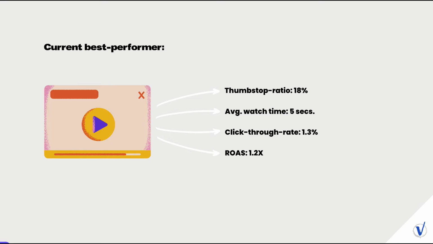If you want to know more about that, right below there's a link in the description talking about that principle on how we have an objective evaluation process for ad creatives. However, now let's get straight back to it. Our thumbs up ratio is 18%. Our average watch time is 5 seconds. Our click-through rate is 1.3%, and our ROAS is 1.2x, right? It's not looking bad, that ad creative. It's our current best performer.